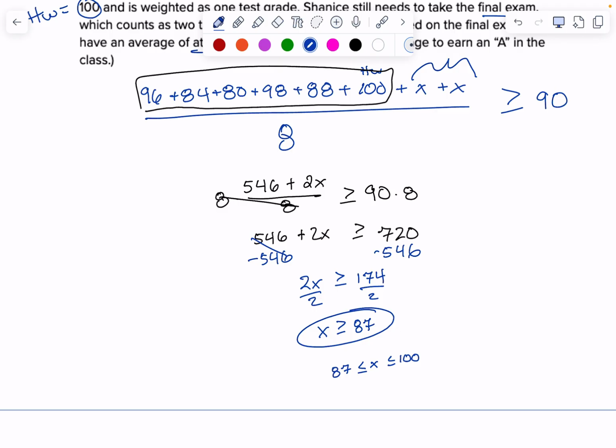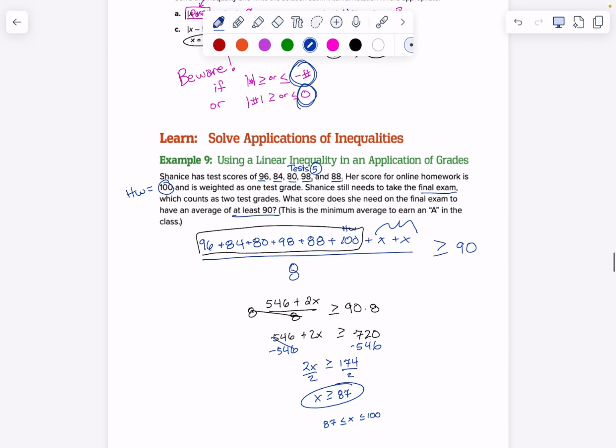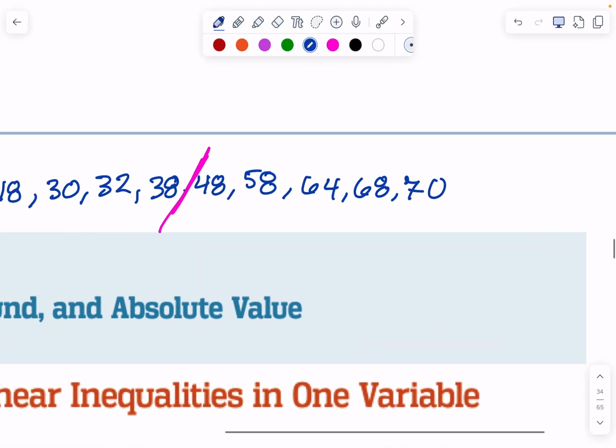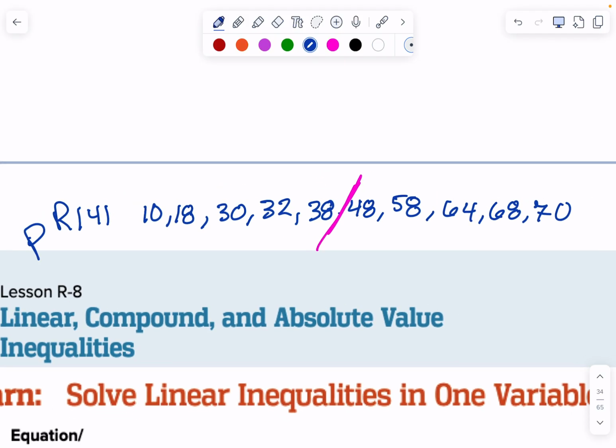Good. Happy with that? There you go. Inequalities. Beautiful stuff. All right, homework: finish those last little bits right here. And then we are reviewing for the first chapter test.